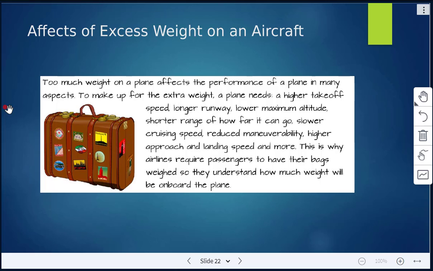Effects of excess weight on an aircraft. So we talked a little bit about this last class. If there's too much weight on a plane, it will affect the performance of the plane. If there's too much extra weight, then a plane will need a higher takeoff speed, a longer runway, a lower maximum altitude, a shorter range of how far it can go, a slower cruising speed, and so on. So that's why airlines always have their luggage weighed so that they know how much weight will be on board the plane.